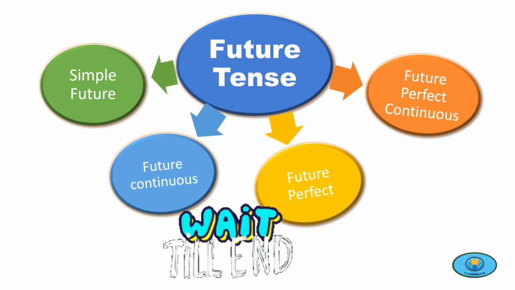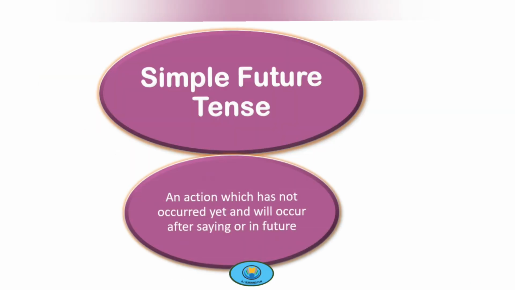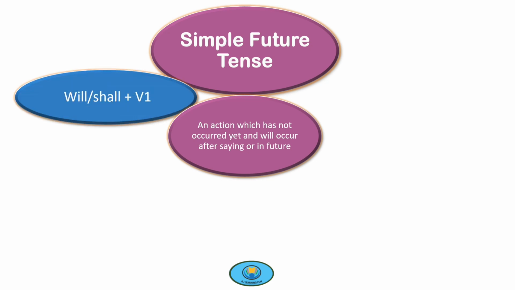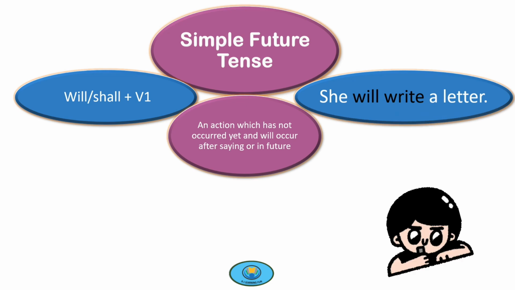But now, first, the simple future tense. Simple future. This tense tells us about an action which has not occurred yet and will occur after saying or in future. The rule of this tense is that you will use the helping verb will or shall plus the first form of verb. For example, she will write a letter. This is simple future tense.